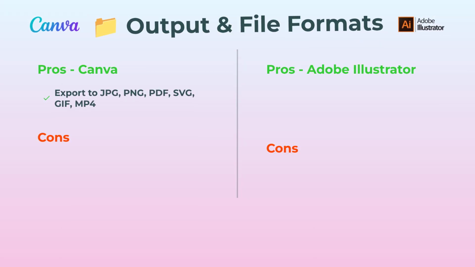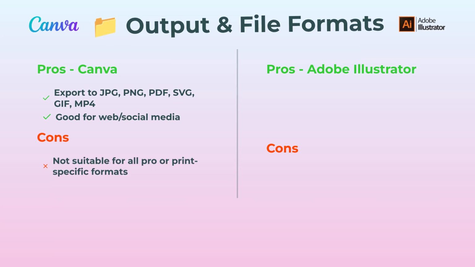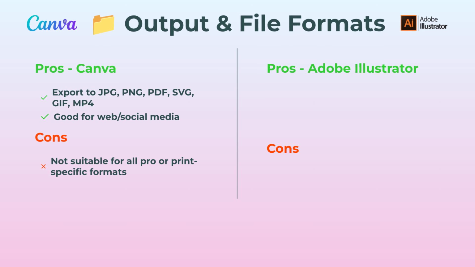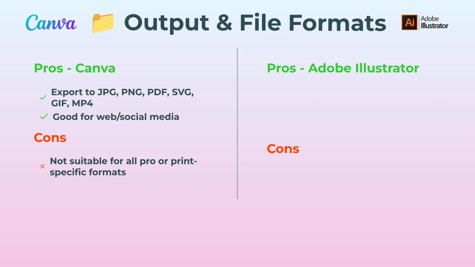Next, output and file formats. Canva handles all the basics for digital: JPG, PNG, PDF, SVG, GIF, MP4. Great for social media and web. But if you're printing fancy stuff like banners or pro logos, you might run into issues.